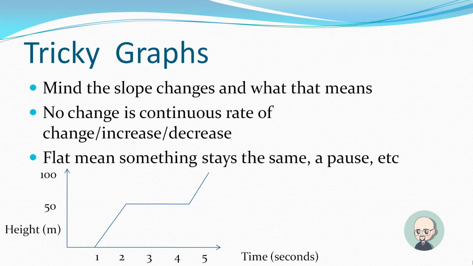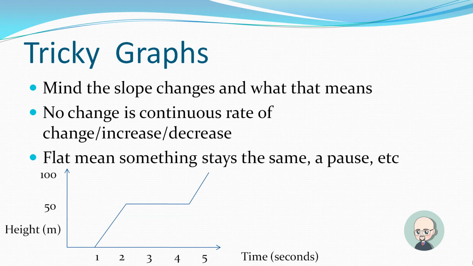So let's talk about some tricky graphs. You have to mind the slope changes in graphs and what they mean. No change is continuous rate of change. Increase, decrease, things like that matter. So if there's no change, it's flat. That doesn't necessarily mean the value is going down. The rate of change just isn't changing.